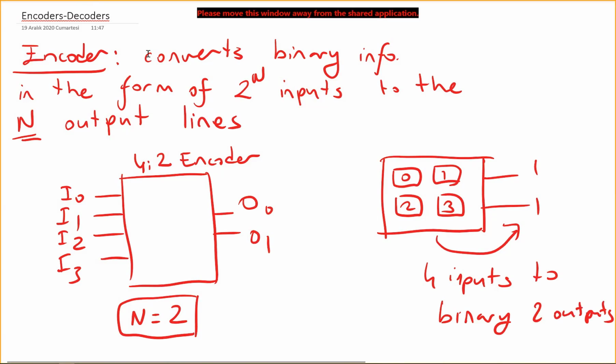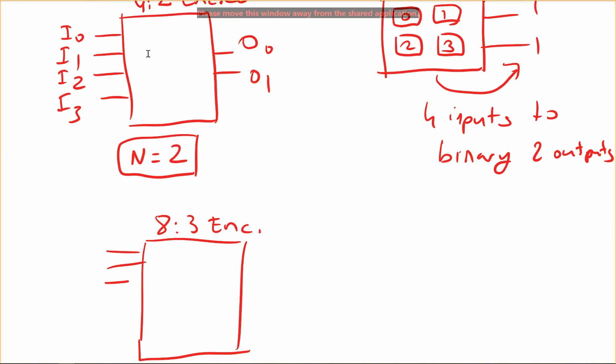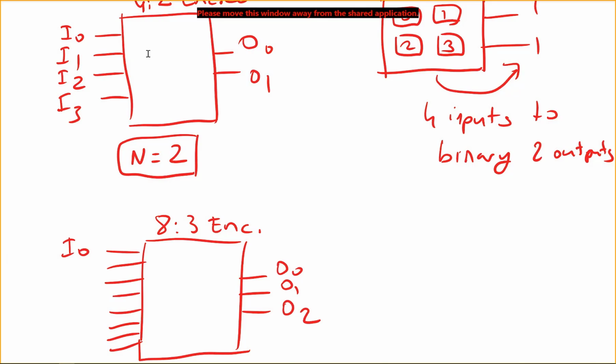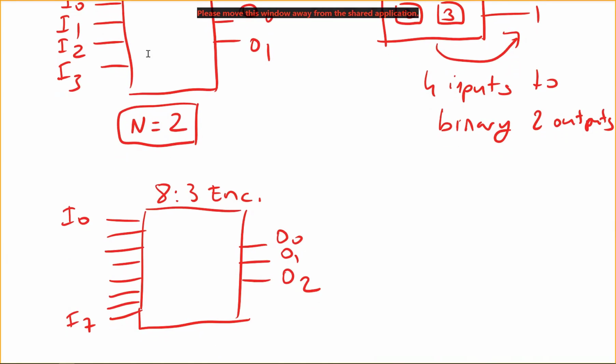So in a way, I am encoding my inputs, right? I am encoding my 4 inputs to a 2-bit output. So you could have an 8 to 3 encoder. In that case, you will have 8 inputs, I0 to I7, and we will be converting them to a 3-bit binary output, O0, O1 and O2. So basically we are encoding our 2 to the n inputs to n outputs.